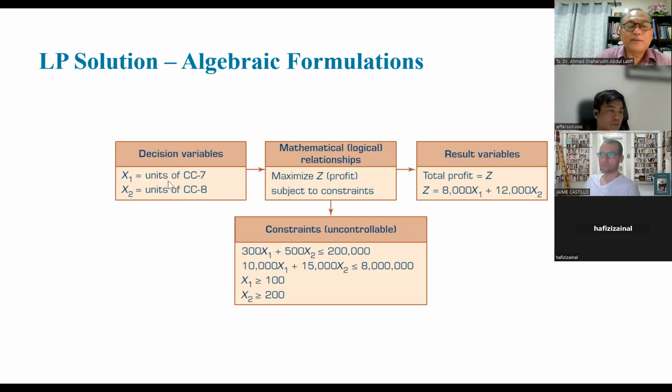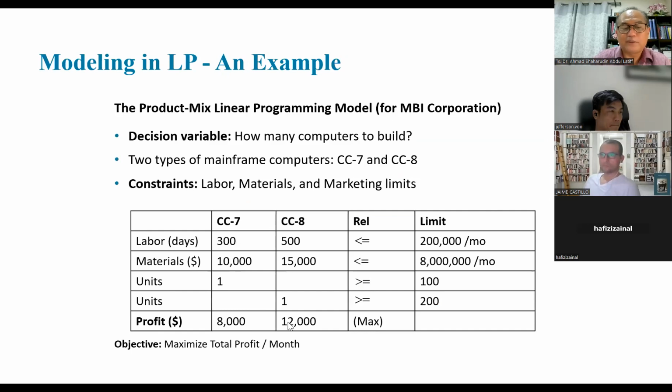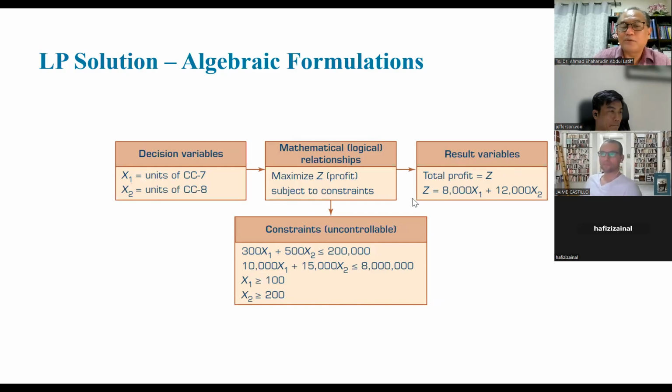The decision variables are x1, which is units of mainframe CC7, and x2, units of CC8. The mathematical relationship is to maximize Z, which is the profit. The total profit Z is equal to 8,000 times x1 plus 12,000 times x2. Given here, 8,000 and 12,000. The profit from CC7 is 8,000, the profit from CC8 is 12,000. You want to measure how much the maximum profit will be, so how many units of x1, the CC7, and how many units of x2 do you need to produce?